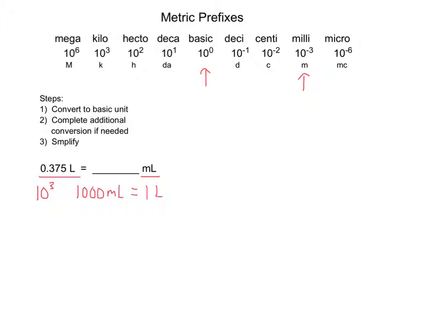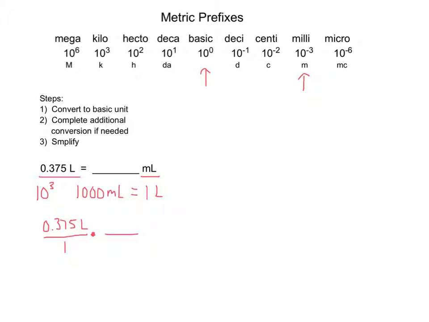Now I'm going to use this fact that I just created in order to make the conversion that I'm given here. I'm going to start by taking my 0.375 liters. I'm going to write that over 1, and I'm going to multiply it by my conversion factor. Now I want to change this to milliliters, which means that I want to get rid of this liter that's right here. So in order to get rid of it, I need to have a liter on the bottom.